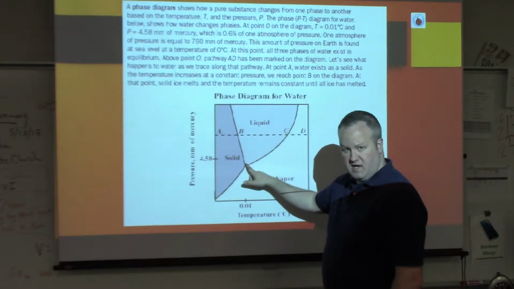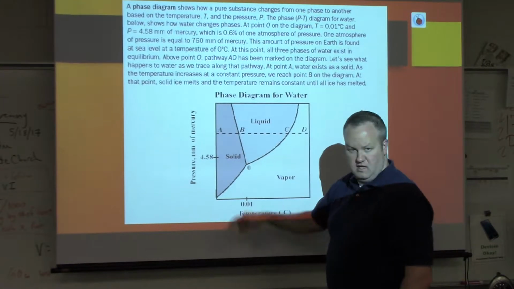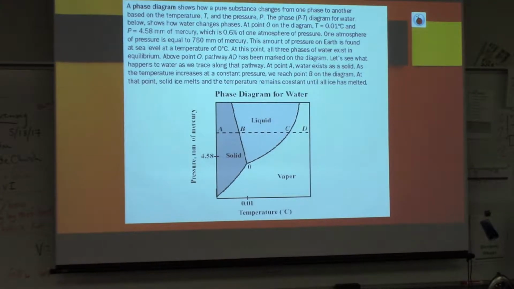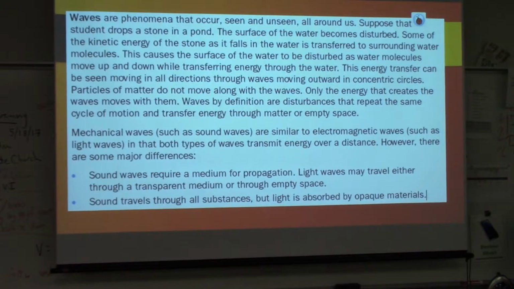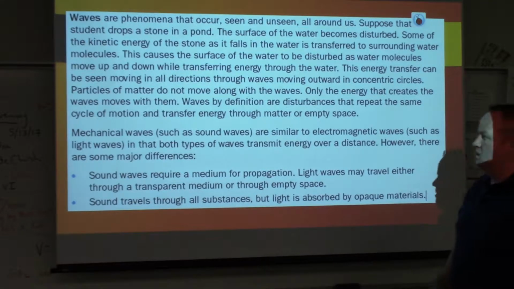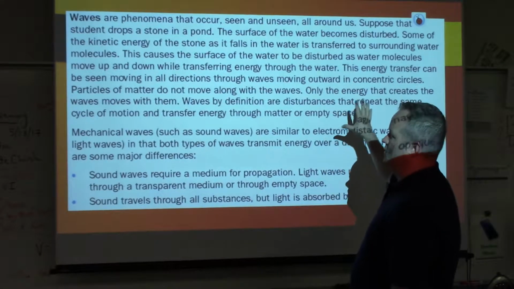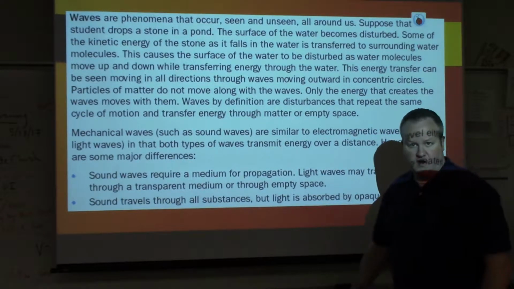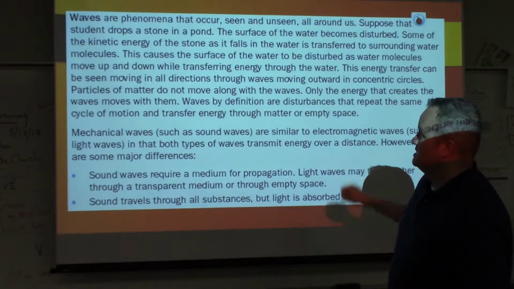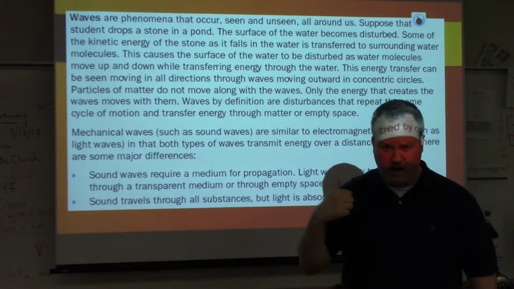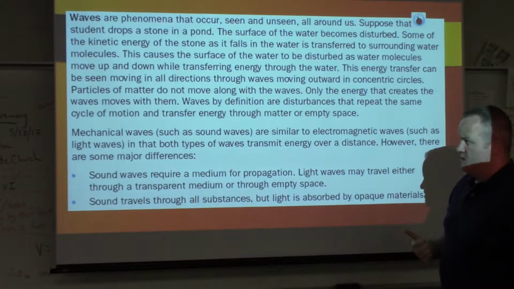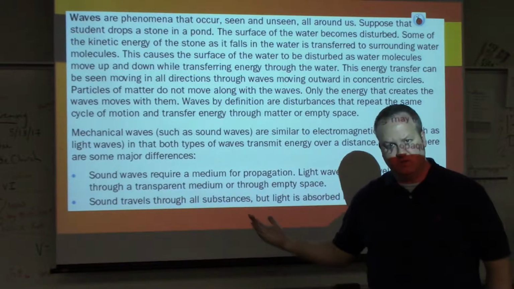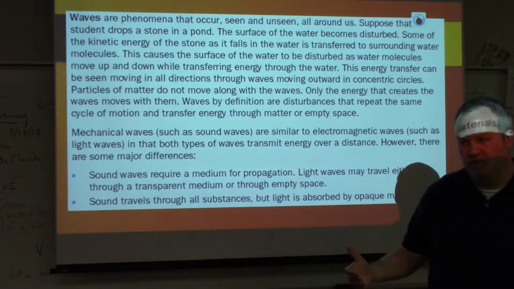On the phase diagram, you can have any state of matter. So there's some information here about waves and how waves travel. To take all of this and summarize it very quickly, what it's basically saying is that waves are a phenomenon that can occur. When we have a wave, it's an occurrence that takes place in the universe, and it transfers energy.